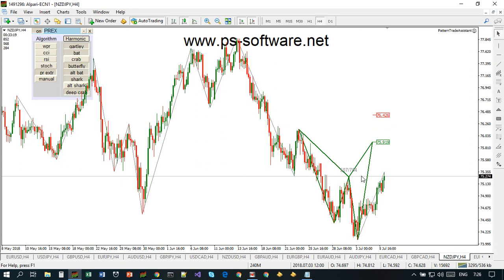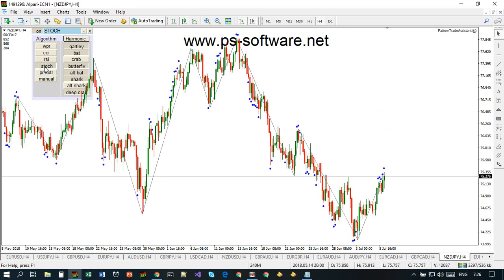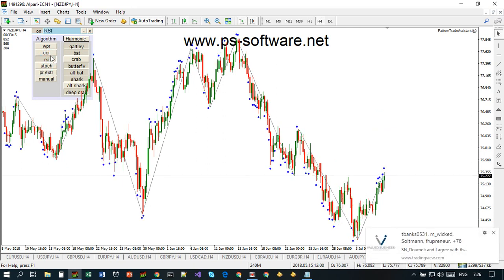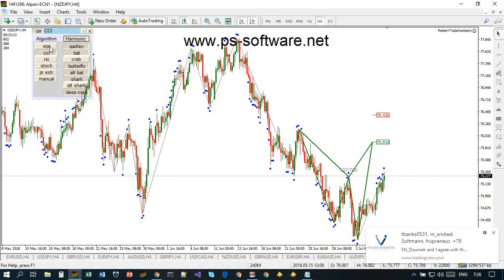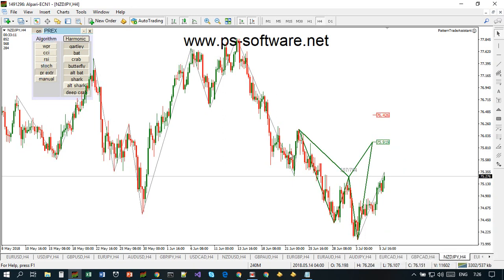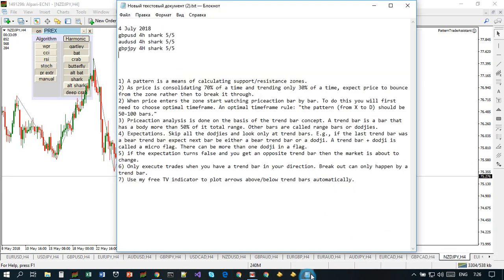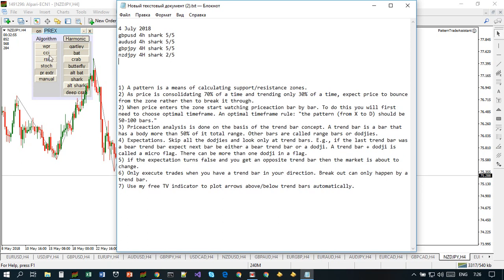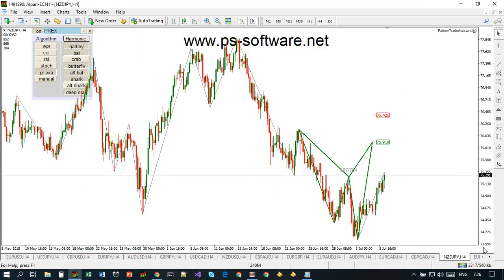Okay, so let us see if it is an obvious one. RSI, commodity channel, and only 2 of 5, not very obvious, but let me type it if you will need to have it. NZD-JPY, if you will trade it. 4 hour shark, and it is 2 of 5. Then let's go next.